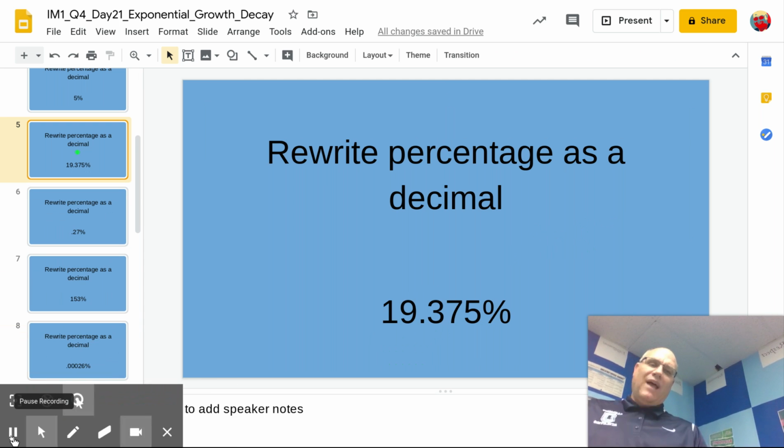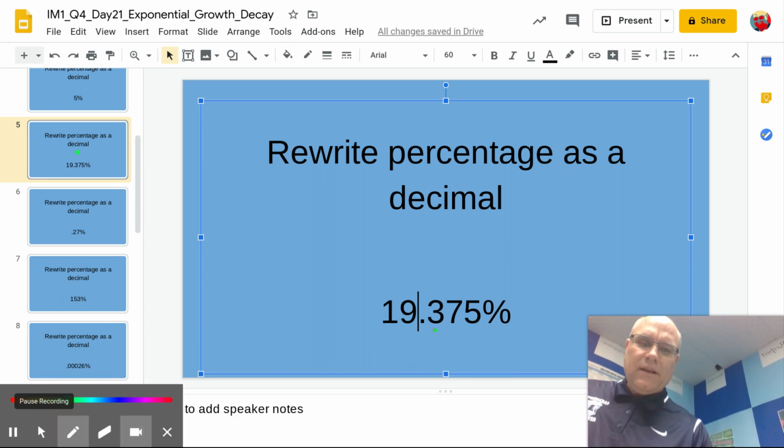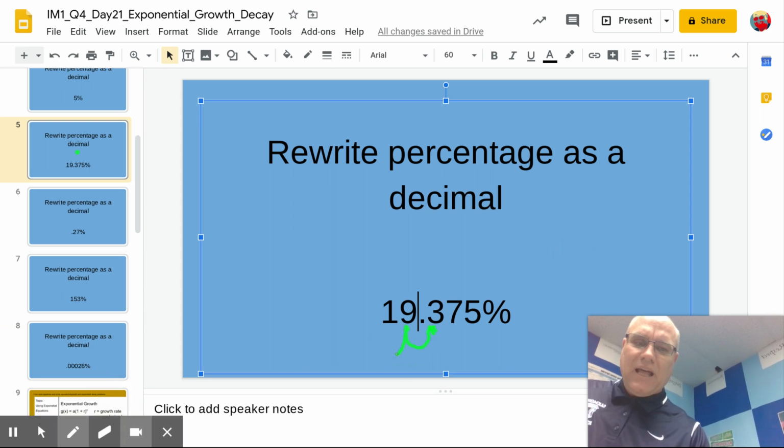Okay, can you handle 19.375%? How do you write that as a decimal? Okay, let's take the decimal. We're going to move 2 to the left because we're dividing by 100. So we get 0.19375 is the decimal that represents 19.375%.